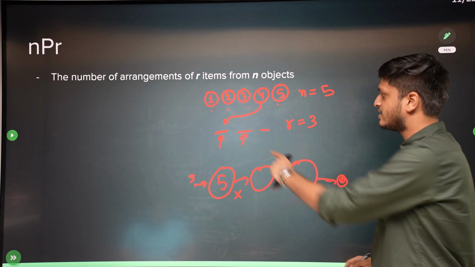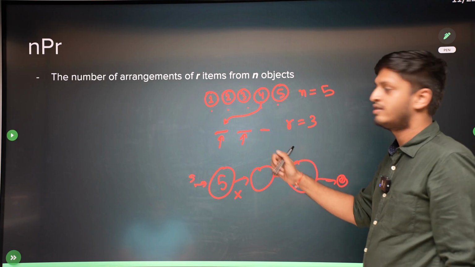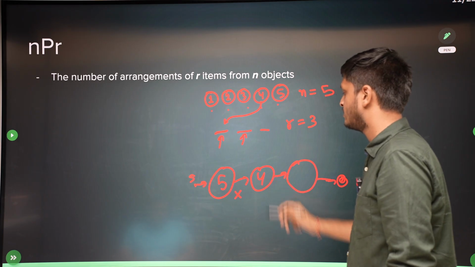Okay, for the second place, how many options do I have? Again, it is without repetition, so I cannot repeat 4. So how many options do I have? 1, 2, 3 and 4. I have 4 options for the second place.